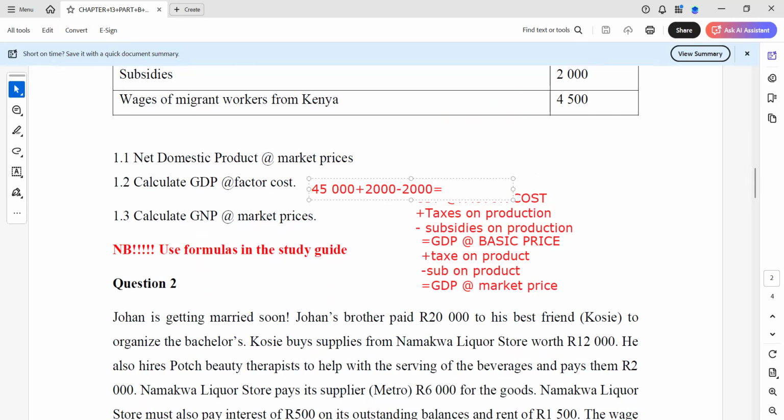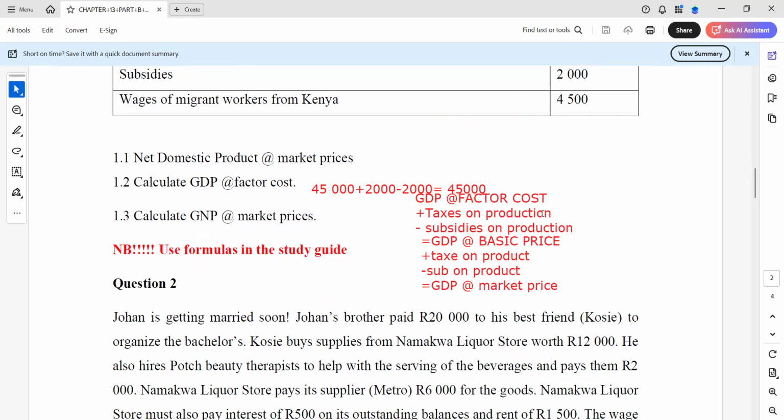So please punch in your calculator. I'm getting 45,000, right? So this is the answer, right? You can see this is the figure for subsidies. This is the figure for taxes, right? Yeah, we're given GDP at market price.